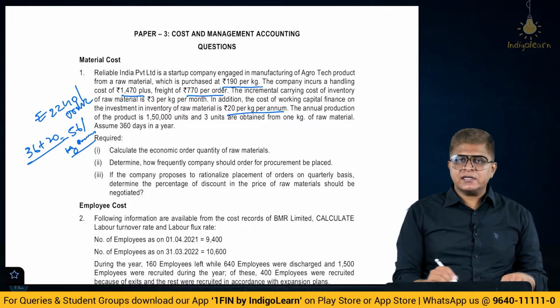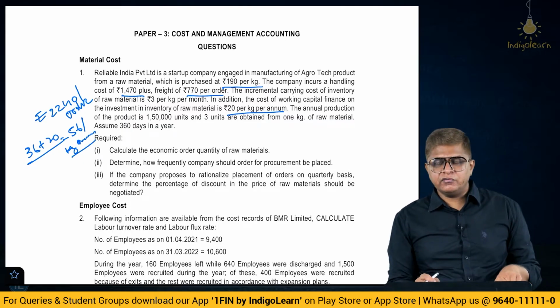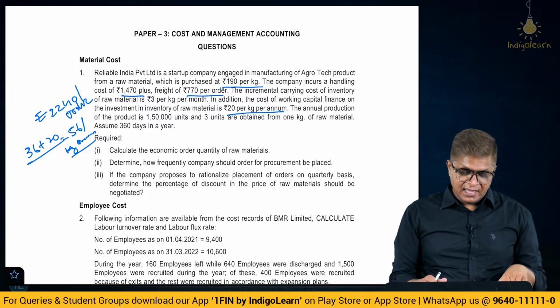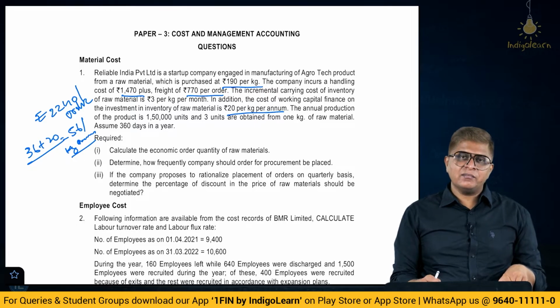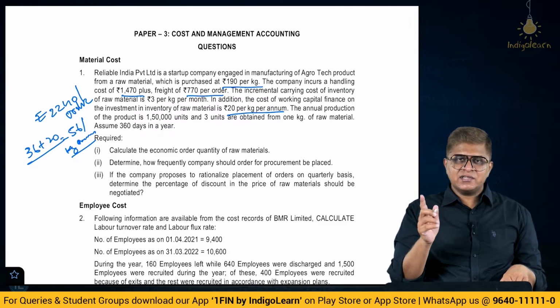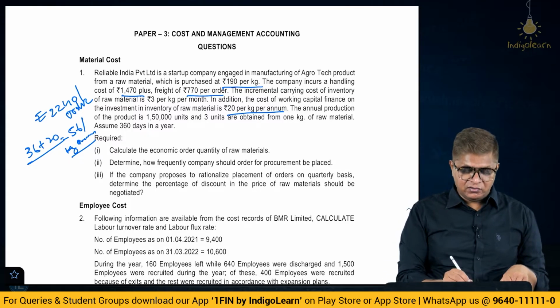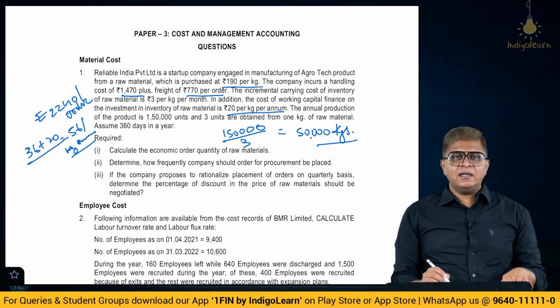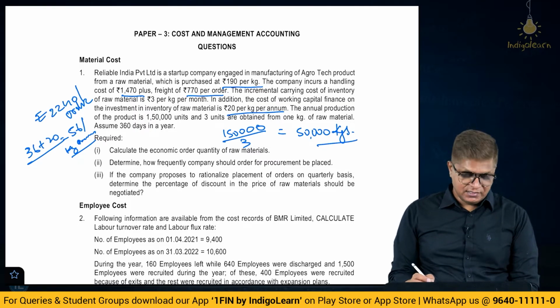So, reading the question, it looks like they are going towards the calculation of EOQ. Anyways, the annual production of the product is 1,50,000 units and 3 units are obtained from 1 kg. So, what will be the annual requirement of raw material? 1 kg gives us 3 units. We require 1,50,000 units. So, 1,50,000 divided by 3, we are going to get 50,000 kgs of raw material requirement on a per annum basis.